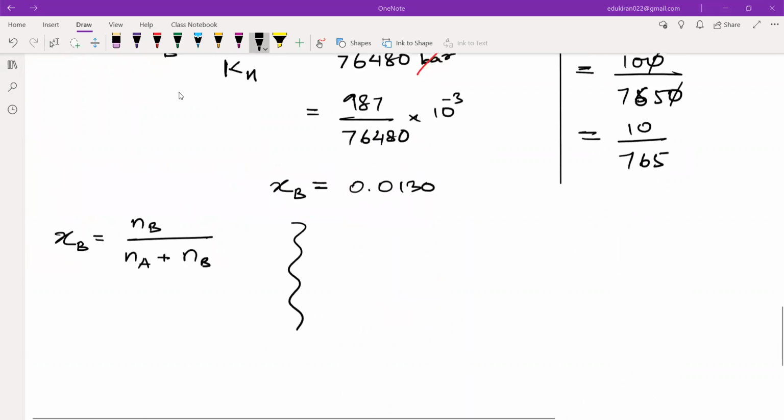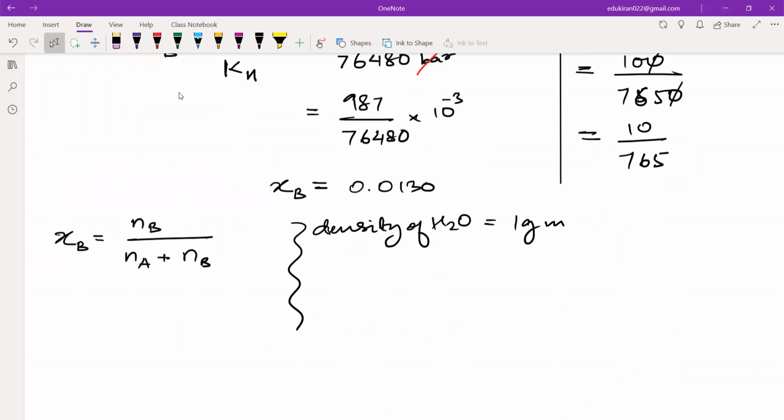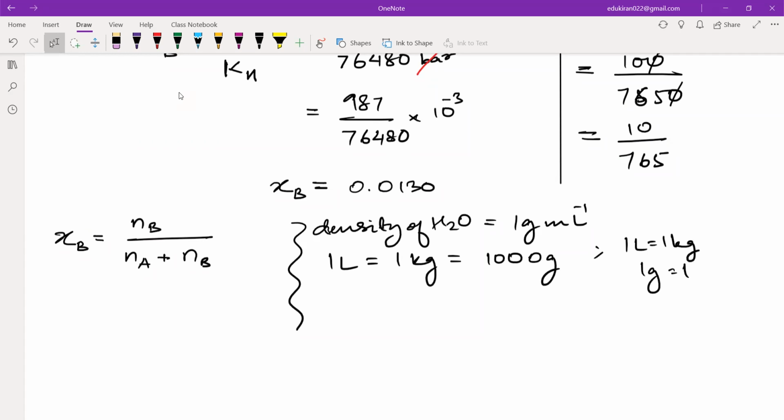And what is the density of water? Density of water? नहीं पता. This is equal to 1 gram per ml. Okay, sir. 1 liter is equal to 1 kg, or it is equal to how much? 1000 grams. ठीक है. So 1 liter is equal to 1 kg. ये दो चीज याद रखिएगा. And 1 gram is equal to 1 ml, for water only. Okay, only for water. ठीक है.